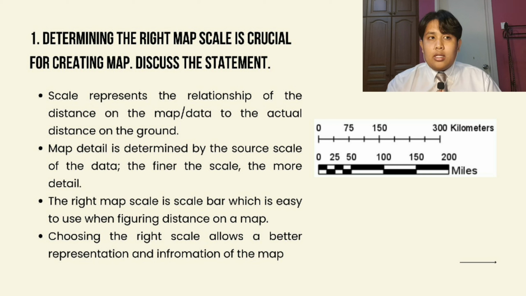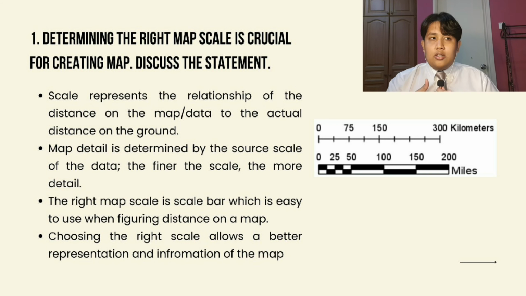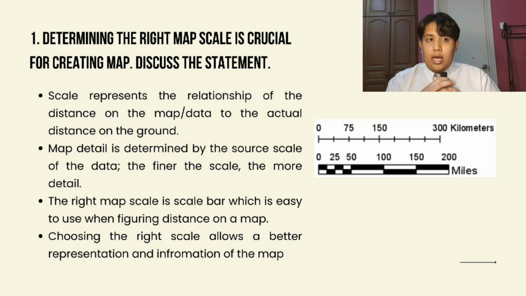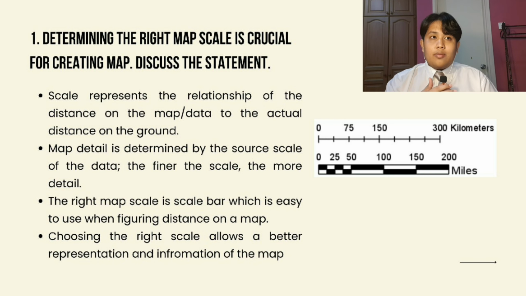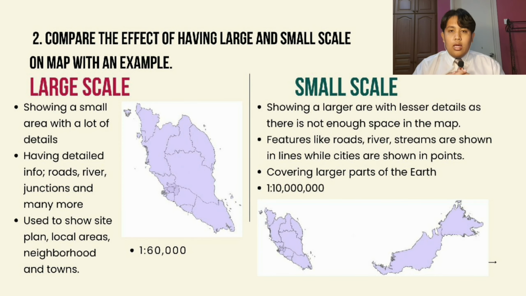The right map scale is the scale bar, which is easy to use when figuring distance on a map. However, there are two other options, which are verbal scale and representative fraction scale. Choosing the right scale allows a better representation and information of the map. For this map, we will be using the bar scale, which is the best scale out of the three. And now for the second question.